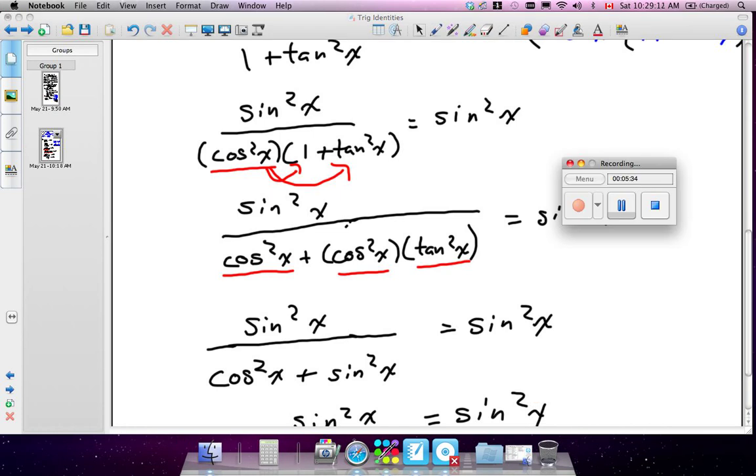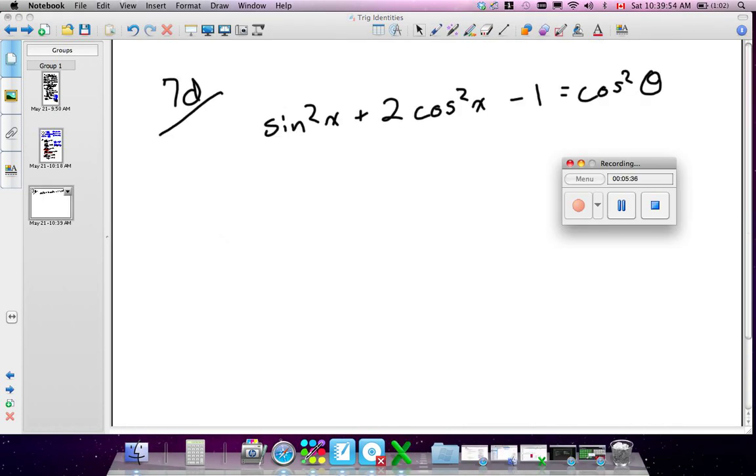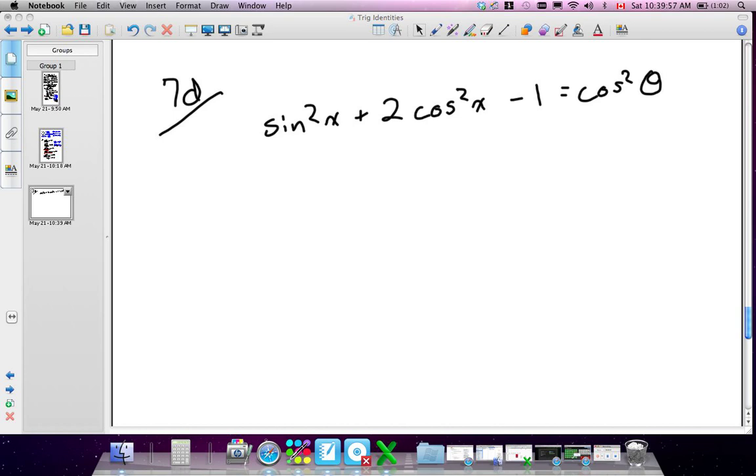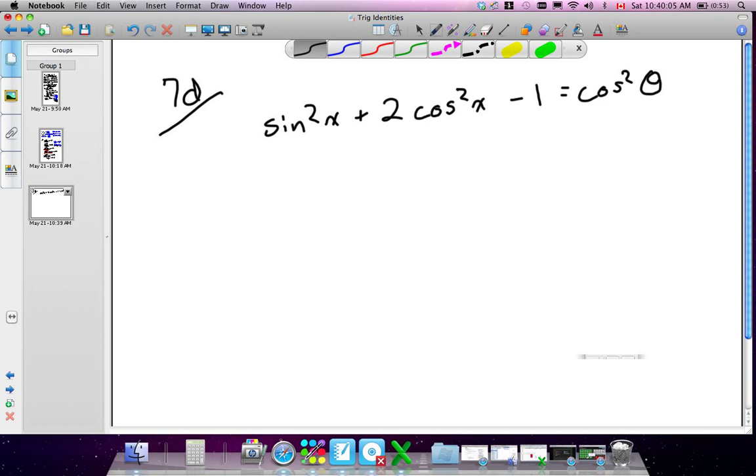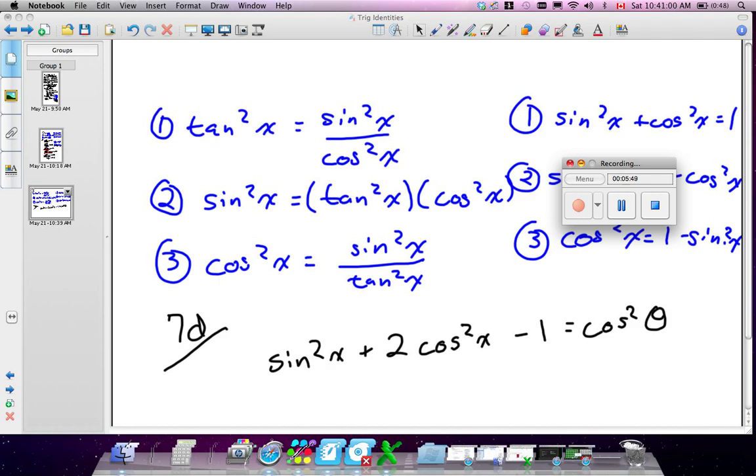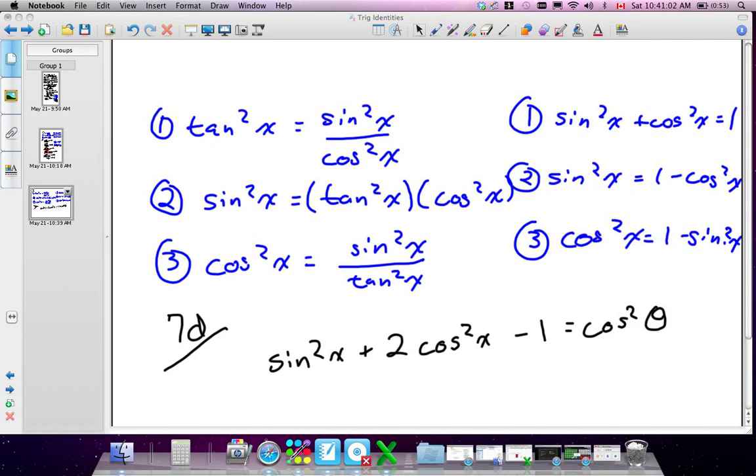All right, 7D. Okay, 7D. Let's write the trig identities, because it's very important that we have those. So let me pause this for a sec. Okay, these are trig identities we just used before. We probably don't have to worry too much about the quotient one. We'll try to focus on the Pythagorean a little.